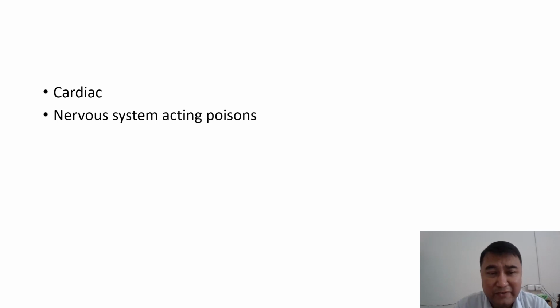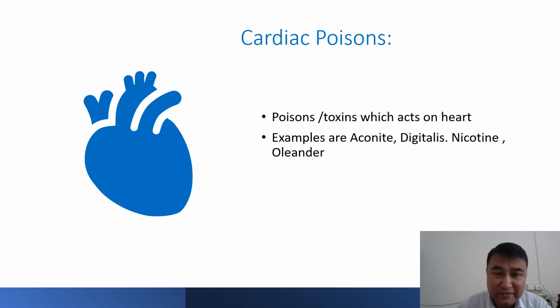Here, we will talk today in this session about cardiac poisons, meaning poisons which act on the heart, and nervous system acting poisons. Let's begin with the poisons which act on the heart, and they are called cardiac poisons. Some prominent cardiac poisons are aconite, digitalis, nicotine, and oleander. They act on the heart, they produce electrical disturbances which are called arrhythmias, dysrhythmias, and that significantly contribute to the clinical manifestations and mortality in cases of cardiac poisons.